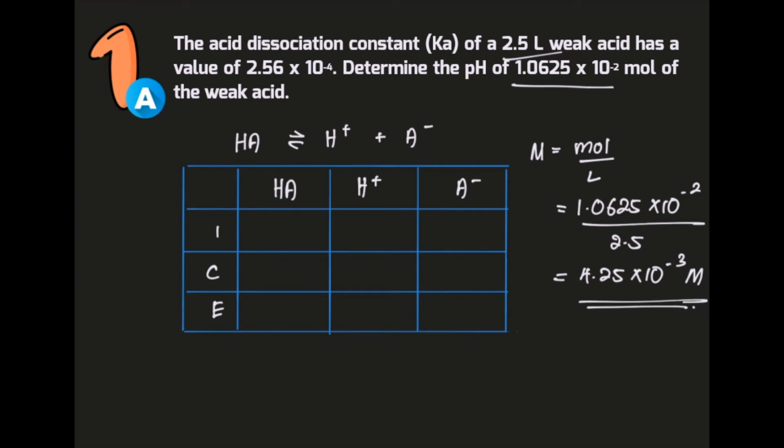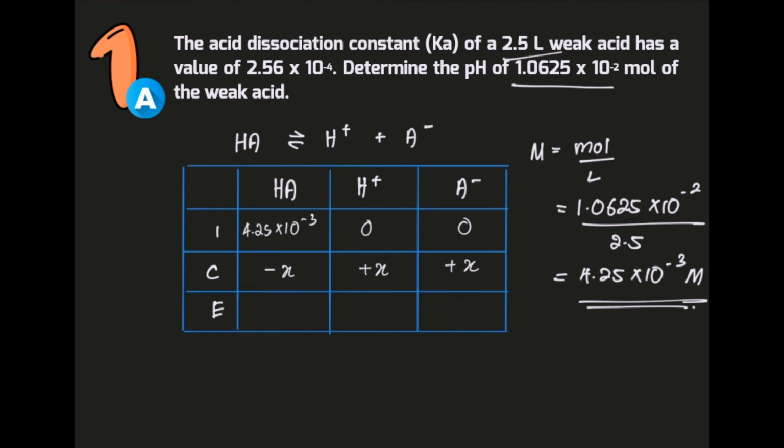Right. So the next thing that you need to do is plug in this value inside the ICE diagram. So I'm just going to write 4.25 times 10 to the power of negative 3. At the beginning of the dissociation, there's nothing being dissociated, so 0 and 0. The change will be negative x, positive x and positive x. The product shall be positive x because the product shall be produced, and the reactant is negative x because it is being dissociated to the product.